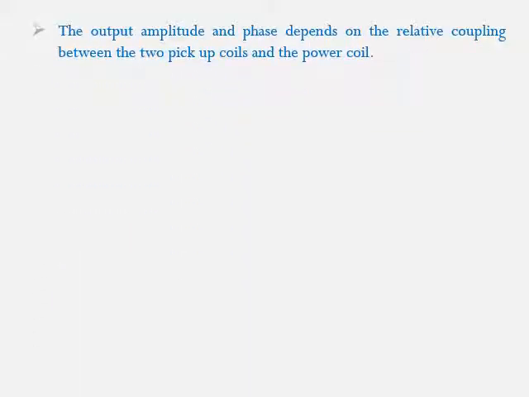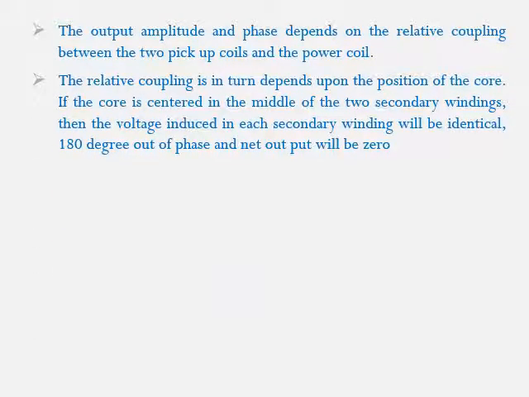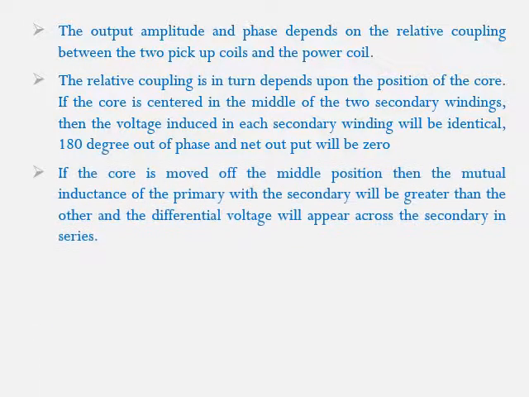Both the secondary coils are connected, let me say, at 180 degrees, and the center coil is placed at a 90-degree phase. The output amplitude and phase depend on the relative coupling between the two pickup coils and the power coil, which is generally the primary coil. The relative coupling in turn depends on the position of the core. If the core is centered in the middle of the two secondary windings, then the voltage induced in the secondary windings will be identical, that is 180 degrees out of phase, and the net output will be 0.